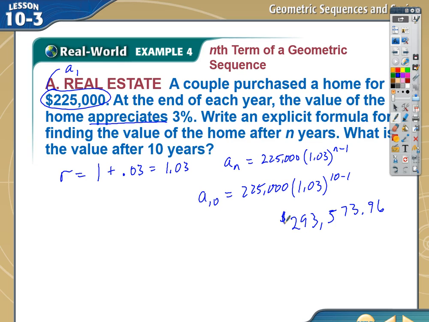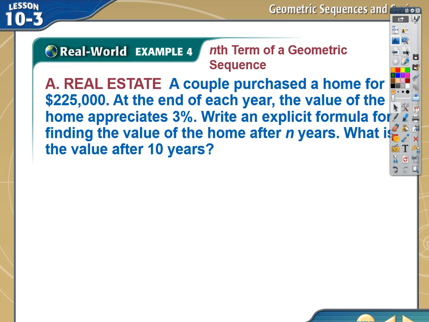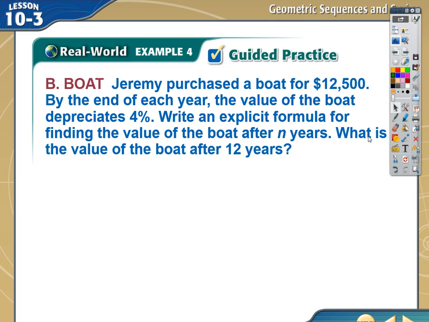Then I go to my next one. Again, the key here is the word appreciates. How do I determine the R value from words? In this one, we have a boat. Boats and vehicles work in the opposite way. He purchased it for $12,500. By the end of each year, the value of the boat depreciates 4%. Write an explicit formula for finding the value of the boat after n years, and what is the value of the boat after 12 years?